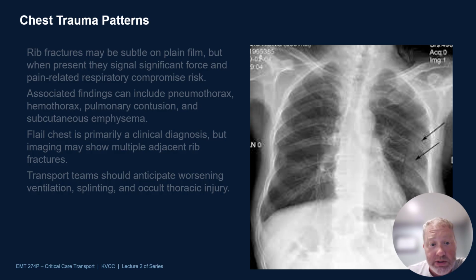But when you do see it, they signify a significant force and pain related to respiratory compromise. So these slides are a little tough to see, but here you can see, let's see, rib 1, 2, 3, 4 here. So here it is. There's one, and then you've got this one here. So these should be connected. This guy is a major rib fracture. This one's a little blurrier than the one above it, but it is also a rib fracture.